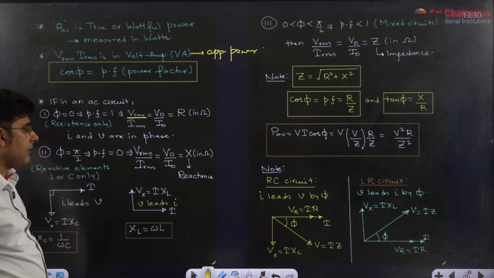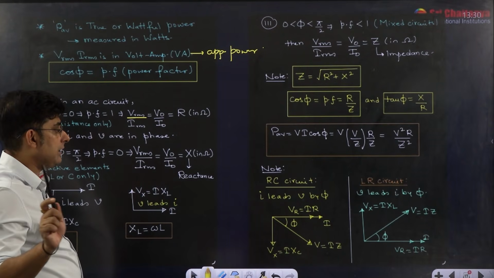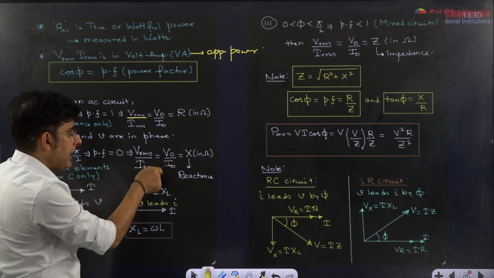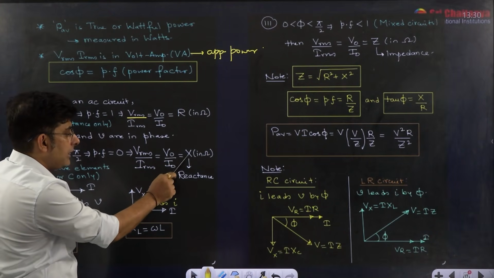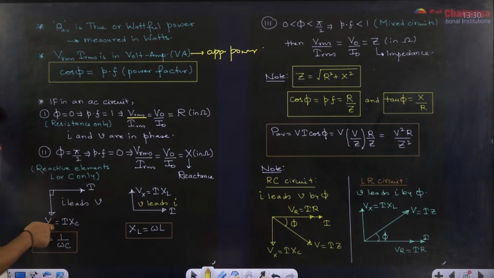RMS voltage by RMS current, or peak voltage by peak current, now won't be known as R. It will be called X. The unit is the same, because voltage by current has the same unit, ohm, but it will now be called X, reactance. There are two types of reactance, one is inductive, one is capacitive.